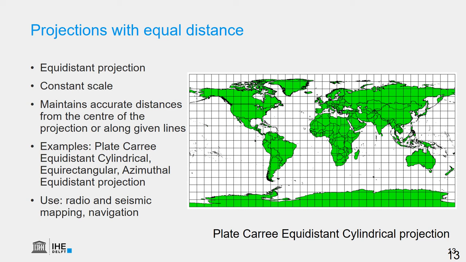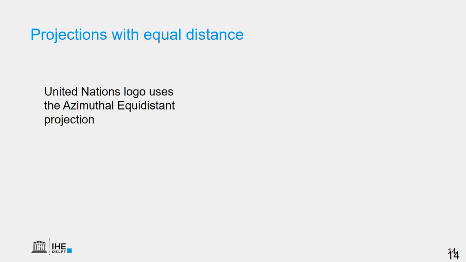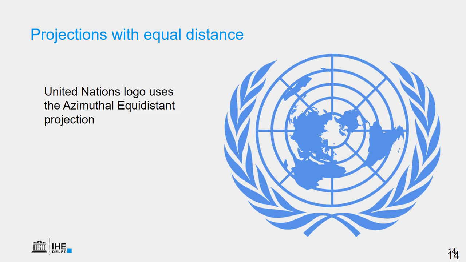There are also projections with equal distance, the equidistant projections. They keep the scale constant, the distances are accurate, and examples are the plate carrée equidistant cylindrical projection, and some others. They are used for radio and seismic mapping and navigation. An example of this is the United Nations logo, which is the azimuthal equidistant projection. So the distances are preserved, but of course the distortions are large from the center.